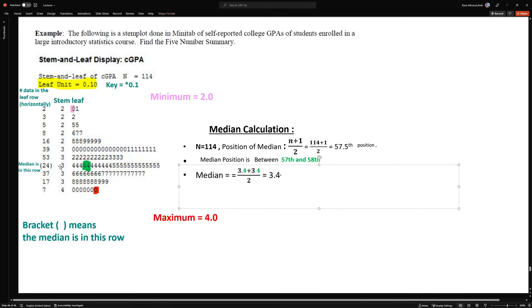And since the stem is equal to 3 and the leaf unit is 0.1, it will be 3.4 for the 57th number. Then for the 58th number, it will again be 3.4. So this is the 57th position, and this is the value at the 58th position. We take their average and it's 3.4. And this is the value of the median.